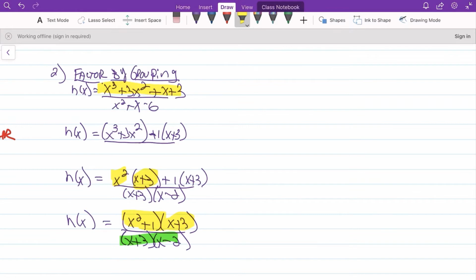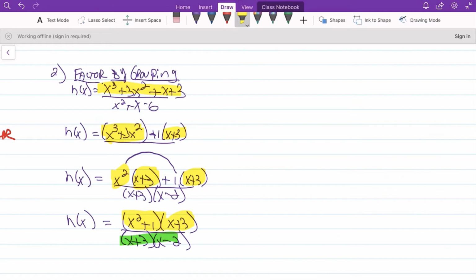What I wound up doing was grouping the first 2 terms and then the second 2 terms. Then I took a greatest common factor of x squared out of the first parenthesis, and I was left with x plus 3. In the second grouping, I just had 1 times x plus 3. Then I saw in the numerator that I could factor out a common factor of x plus 3, which is what I have down here. When I factored out the x plus 3, I was left with x squared plus 1.